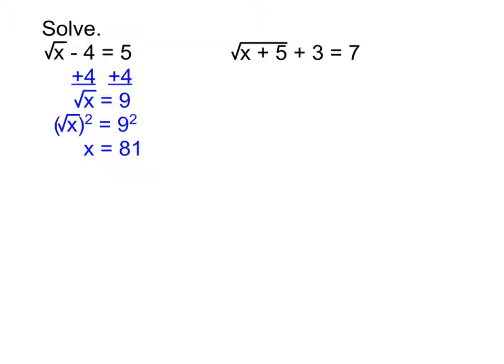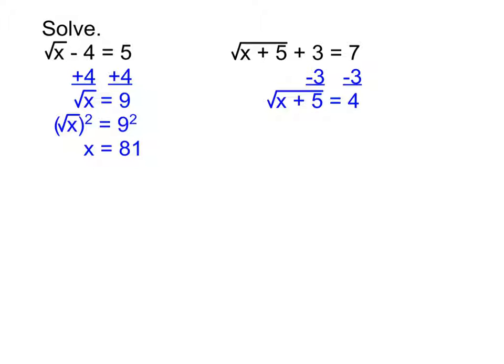Again, the first thing we want to do is get the square root part by itself. In this case, that means we got to get rid of this plus 3, because notice the plus 3 is outside of the square root. So in order to do so, go ahead and subtract 3 from both sides. Okay, once we've done that, then of course we're getting rid of the square root symbol. In order to get rid of the square root, we need to square both sides again.